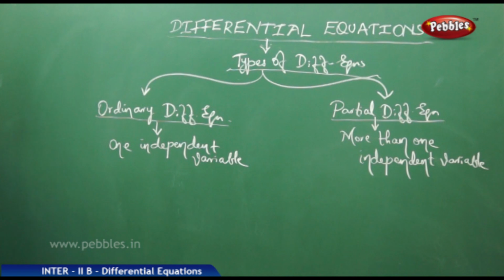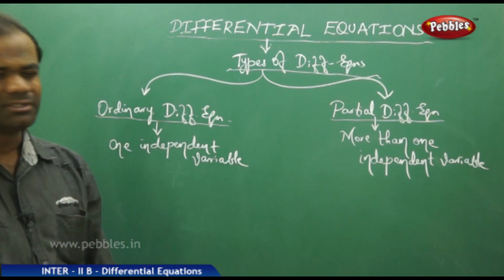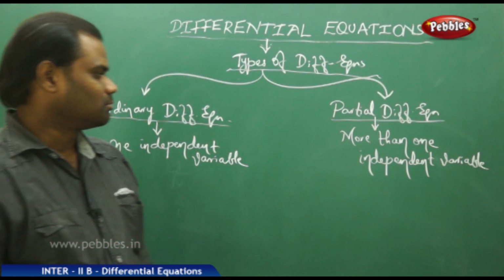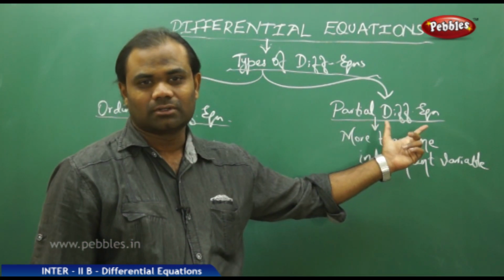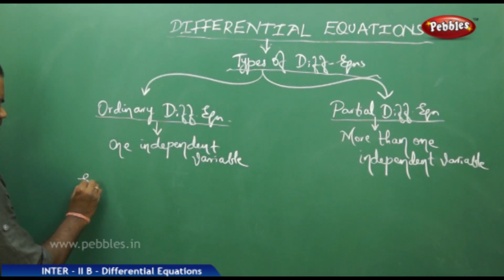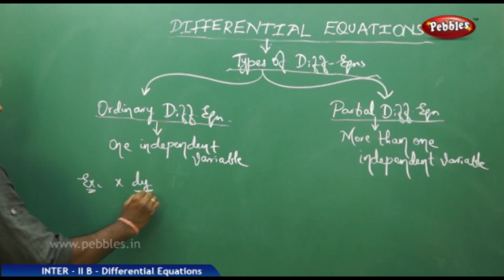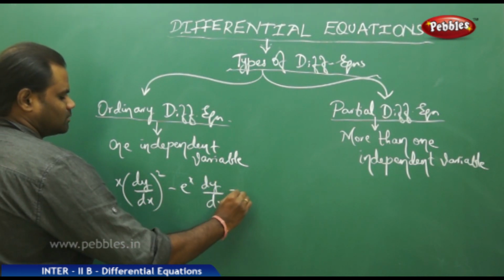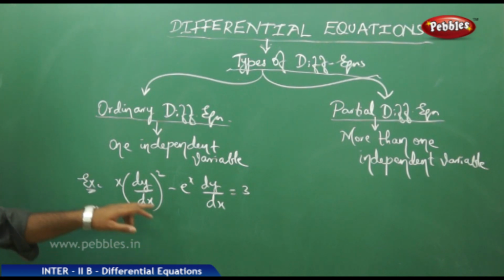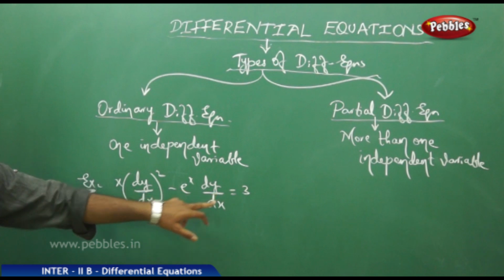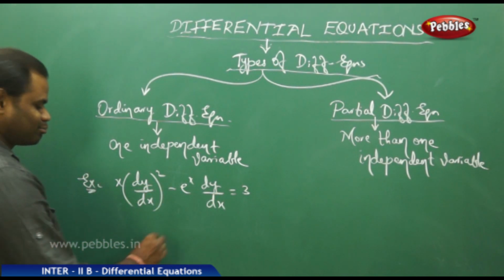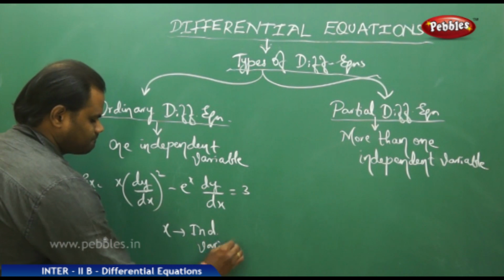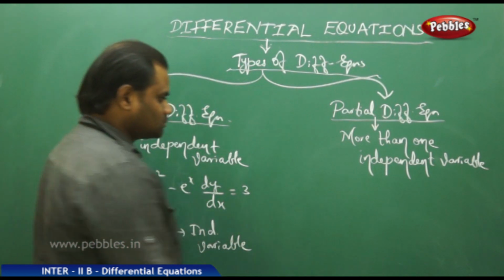This is how we differentiate between the ordinary differential equation and the partial differential equation. One independent variable, the equation is called ordinary differential equation, and more than one independent variable, the differential equation is called partial differential equation. For example, x (dy by dx) whole square minus e power x dy by dx equals 3 is an ordinary differential equation, because we have one dependent variable y and only one independent variable x. Here x is the independent variable.